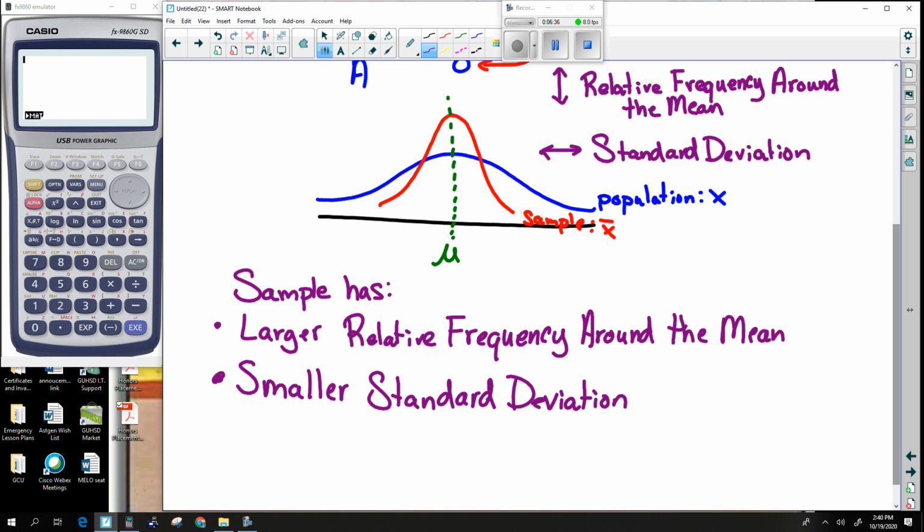When you're describing a curve, in my class anyways, you have to mention both relative frequency around the mean and standard deviation. When you're describing this as larger and smaller, this is pretty easy. These are always going to be opposites of each other. If you have a larger relative frequency around the mean, you're going to have a smaller standard deviation. If you have a smaller relative frequency around the mean, you have a larger standard deviation.